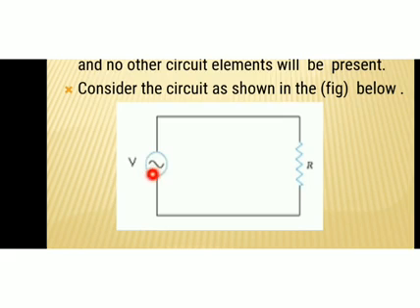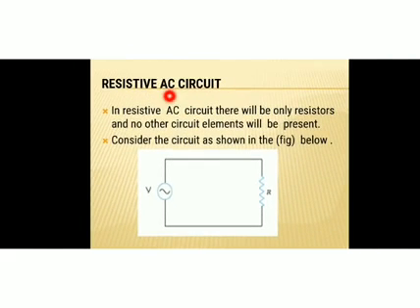So this is the AC source. You just look at the symbol. This symbol represents AC, and this is the resistor of resistance R. So this circuit consists of only one resistor and an AC voltage source. Such a type of circuit is known as a purely resistive AC circuit. In a resistive AC circuit there will be only resistors and no other circuit elements. So consider this circuit, the resistive AC circuit.